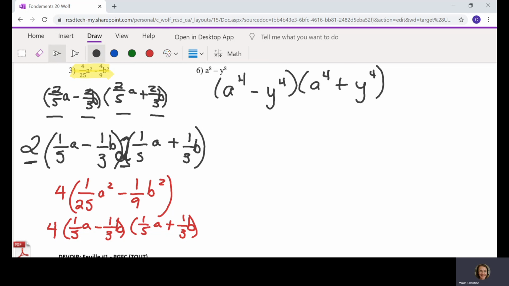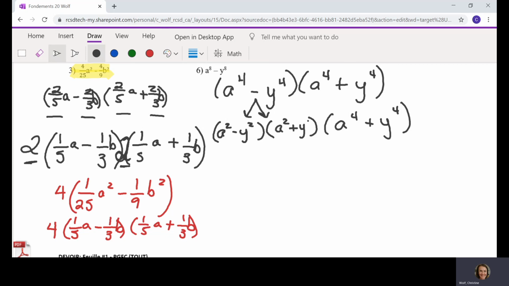This is the one where it goes forever. We can keep going. Because here, that bracket there, all the rules apply again. So, I was going to do method 2 again with the bracket there, but this one doesn't change because it's positive, positive. You can't go again with that one. So, now I go again. So, a squared minus y squared, a squared plus y squared.